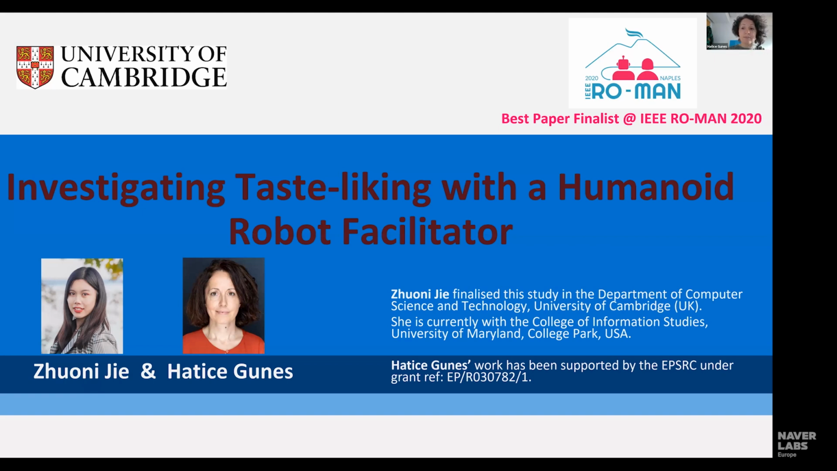So then I would like to give some examples of projects we conducted in my group to achieve some of these aspects. So the first one I'll be talking about is called Investigating Taste Liking with a Humanoid Robot Facilitator. So this was mainly done by Zoni, and it was a best paper finalist at IEEE Roman 2020.